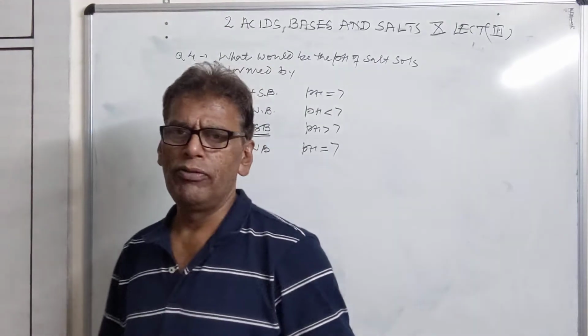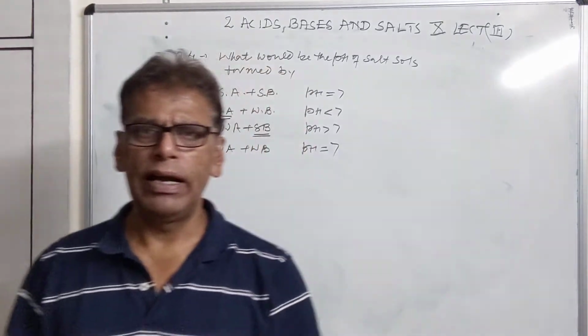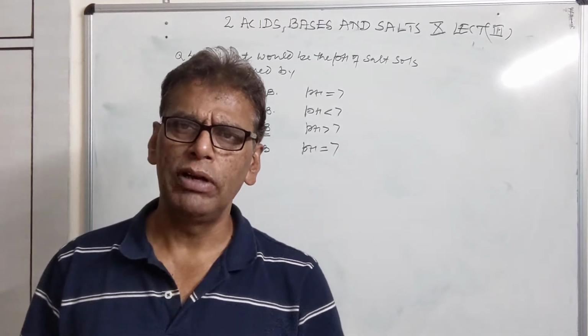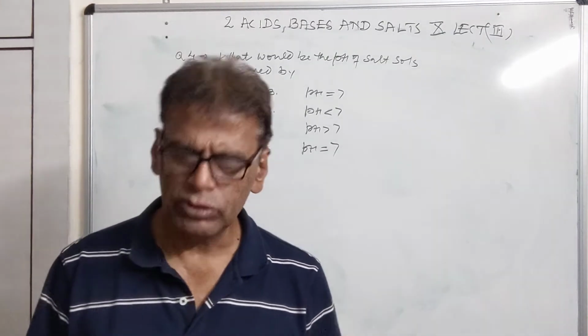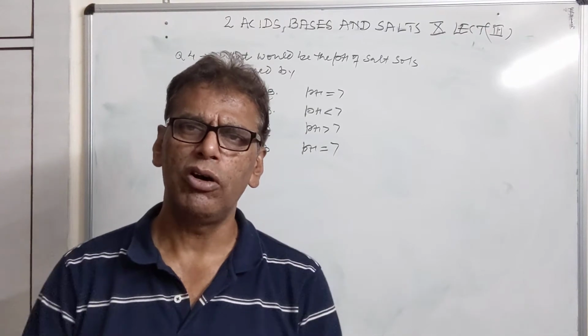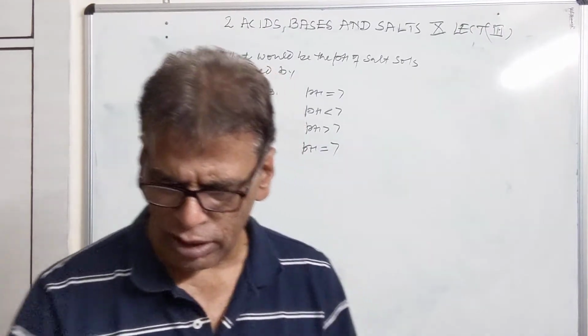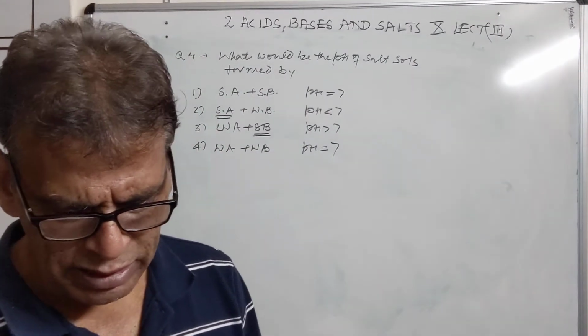So if we are having two different varieties of acids and bases, if the base is strong, the solution will be basic. If the acid is strong, the solution will be acidic. If both are strong, the solution will be neutral. If both are weak, the solution will be again neutral. pH will remain 7 again in this case.